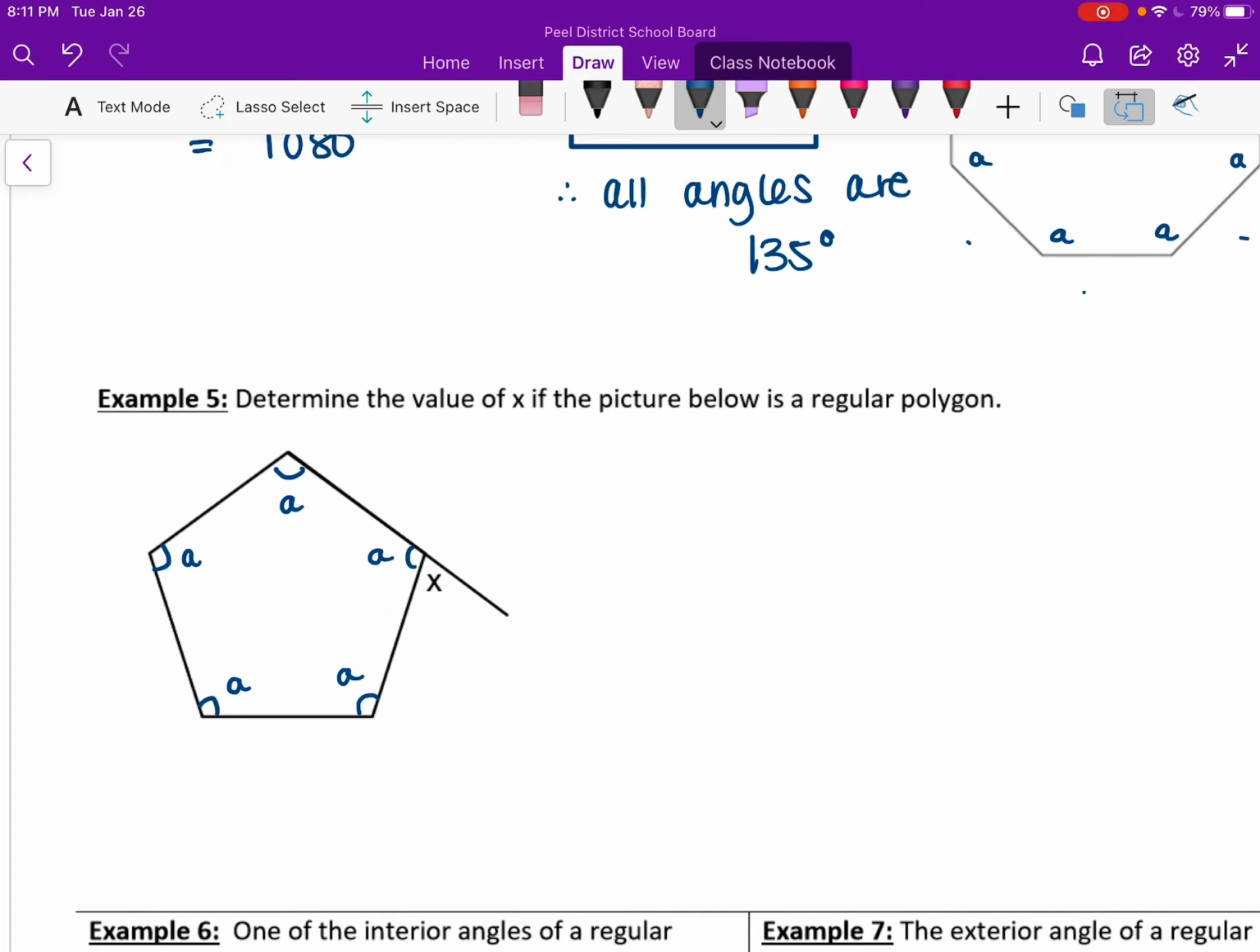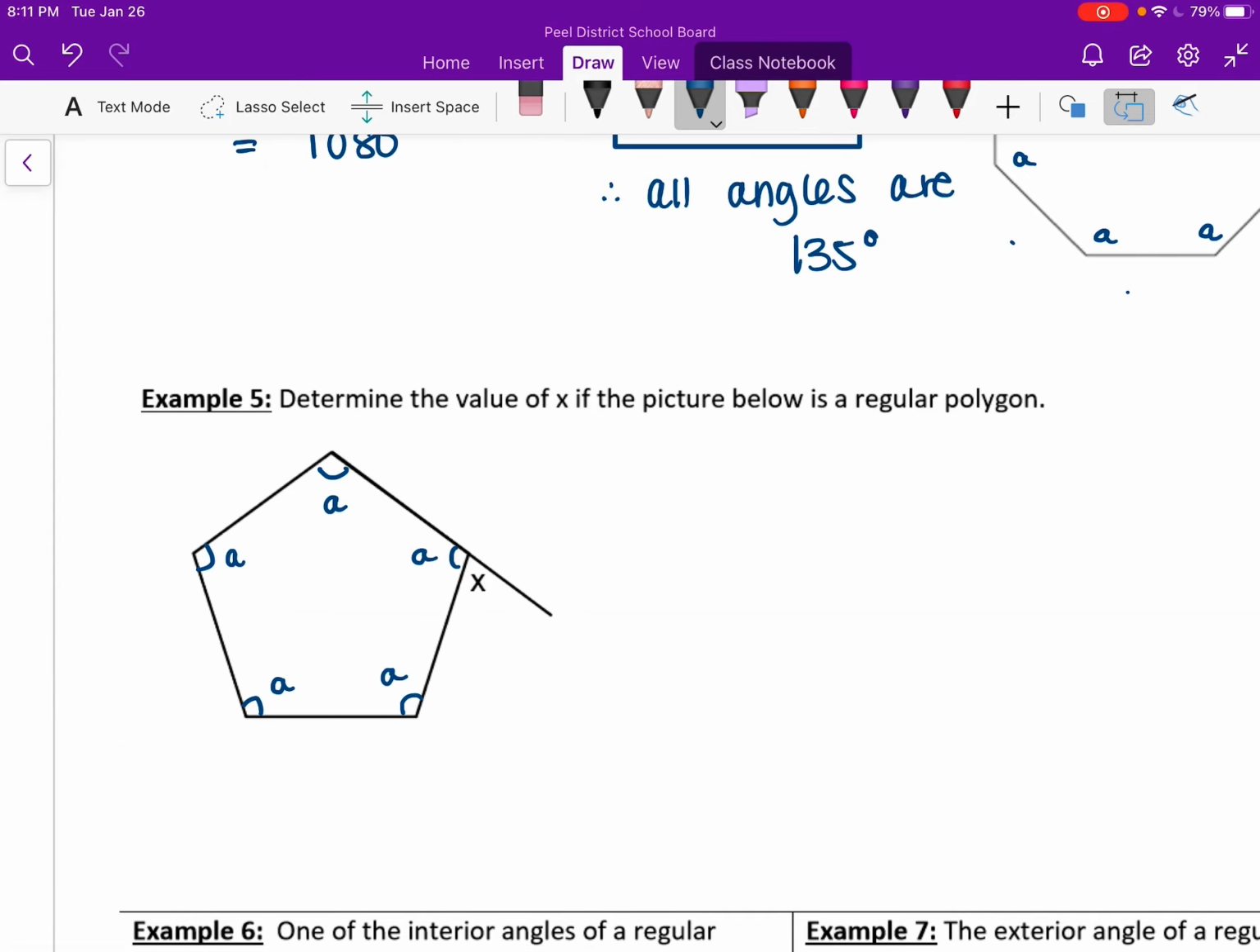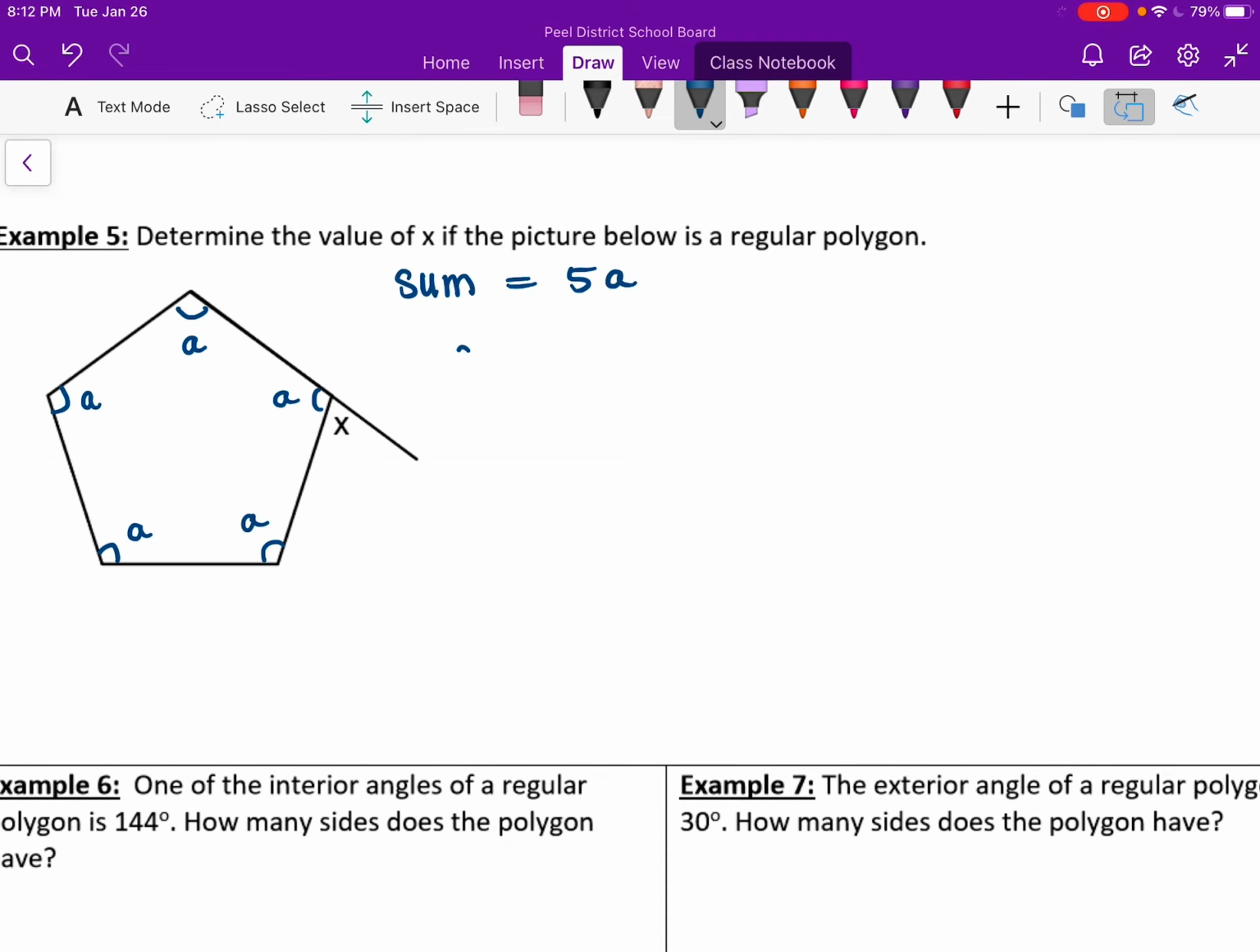All these angles are the same, which means that the sum of all these angles is going to equal some number, which is going to equal, there's 5 A's, it's going to equal 5A. So let's find what that sum is going to be. So sum is equal to 180 times n minus 2. I know I have 1, 2, 3, 4, 5 sides. So I'm going to say sum is equal to 180, n is 5, minus 2, right?